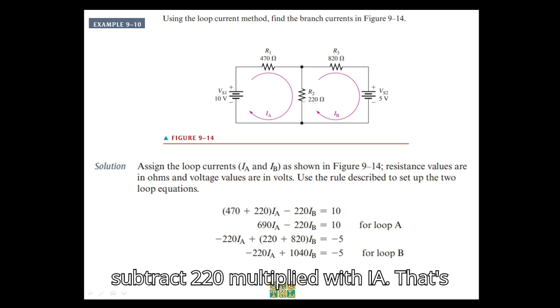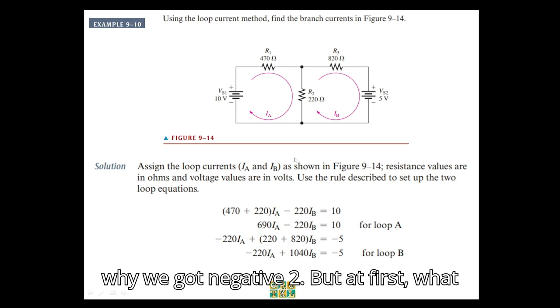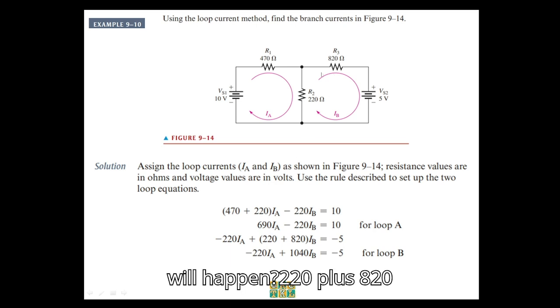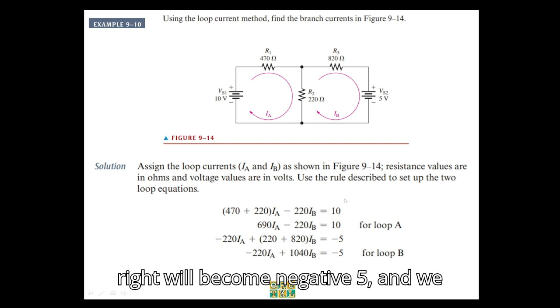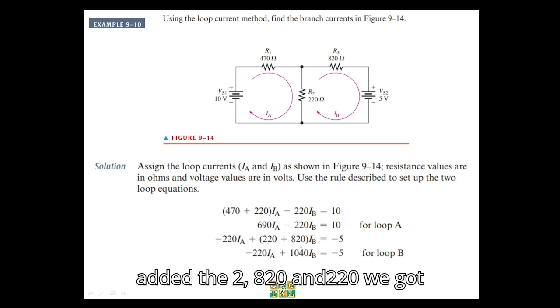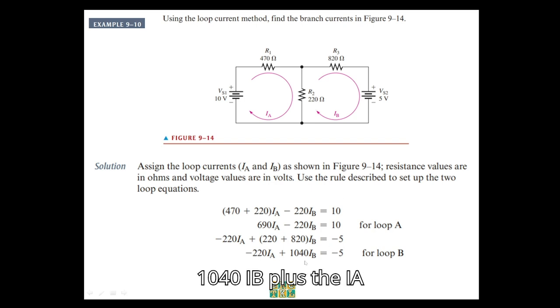And then we subtract 220 multiplied with IA. That's why we got negative 220. But at first, what will happen? 220 plus 820 IB plus 5 minus 220 IA. And then the plus 5 moved to the right will become negative 5. And we added the 820 and 220. We got 1040 IB minus 220 IA equals minus 5 for loop B.